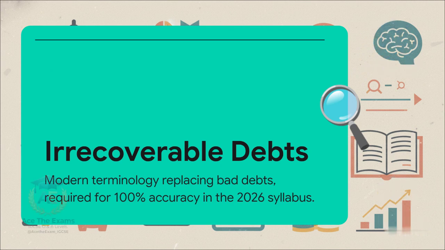Think about the business entity concept for a second. Imagine your business is a totally separate person sitting across the room from you. Owner's equity reflects exactly what that separate person, the business, owes back to you, the owner. This is not just wordplay, right? It's about aligning with modern international standards and proving to the examiner you know exactly what you're talking about.